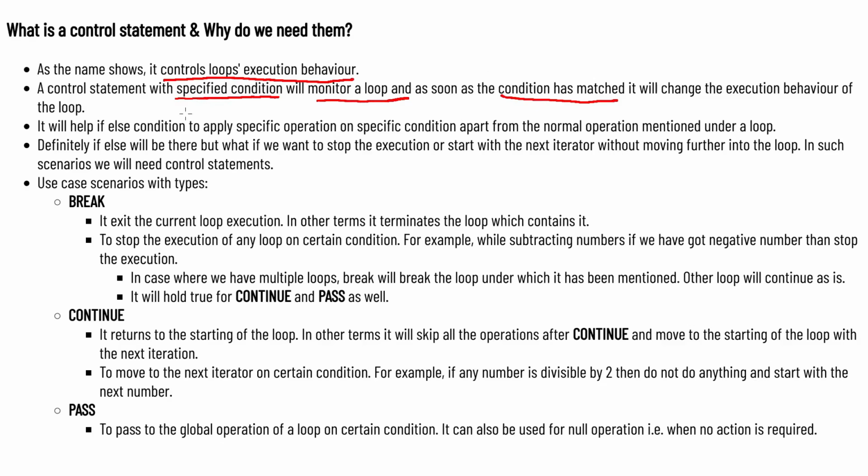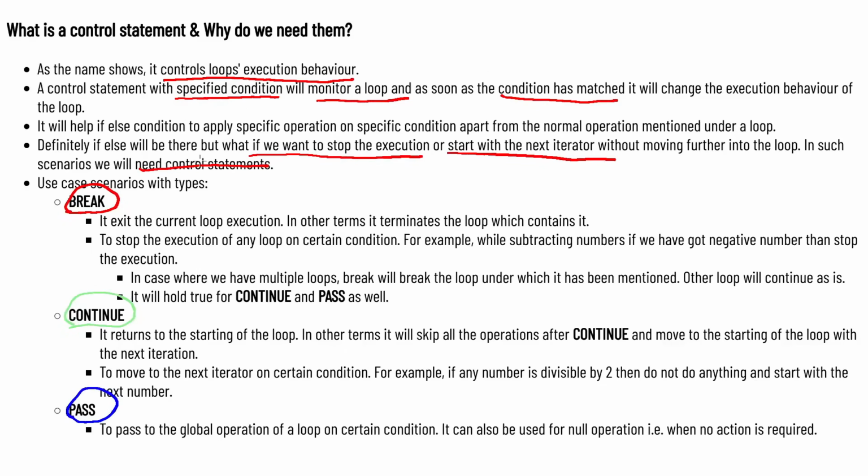Definitely, if else conditions are used to apply certain operations based on certain conditions. But what if we want to stop the execution, or start with the next iteration without moving further into the loop? In such scenarios, we will need control statements. Now, there are three control statements that are widely used in Python. First is the break statement, another one is continue, and the last one is the pass statement. We will see one by one the use cases of break, continue, and pass.